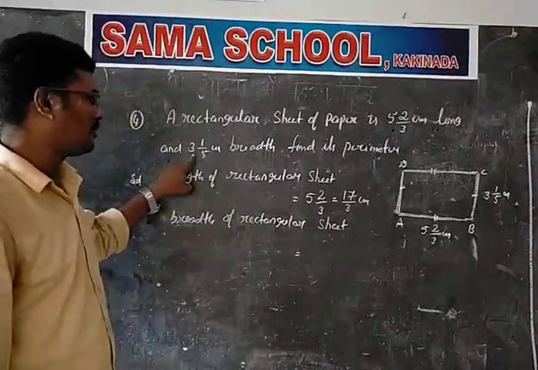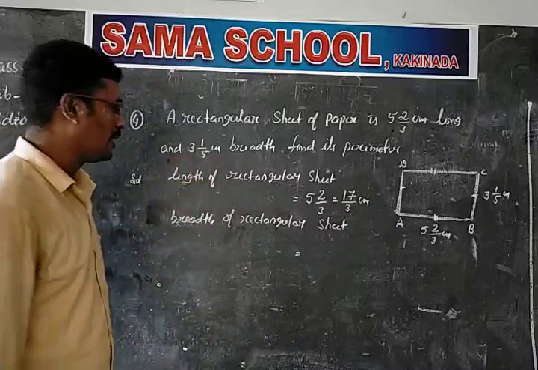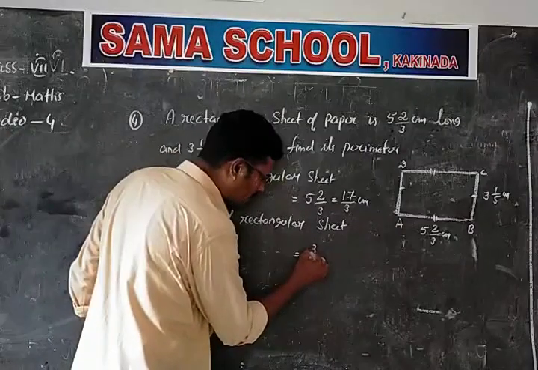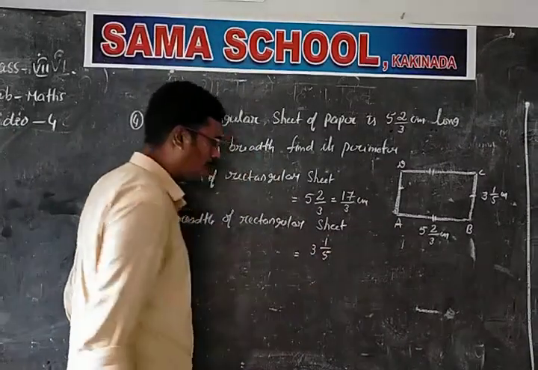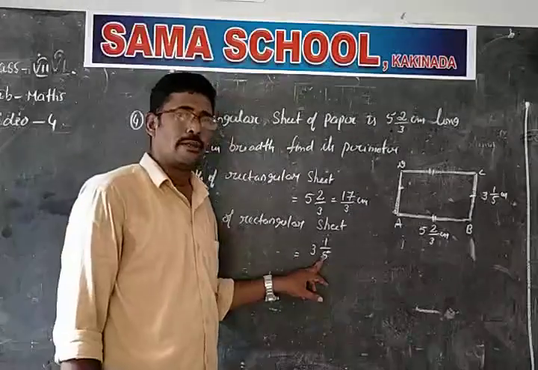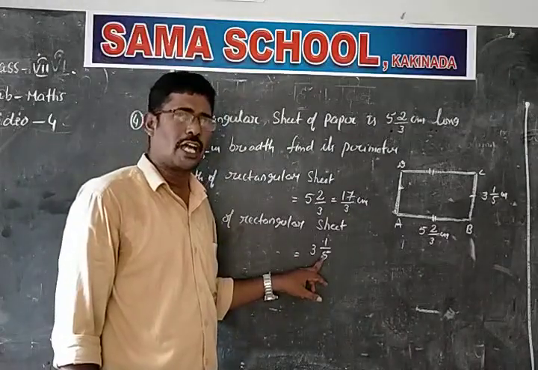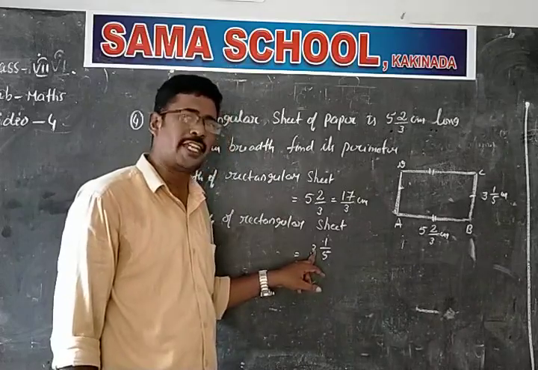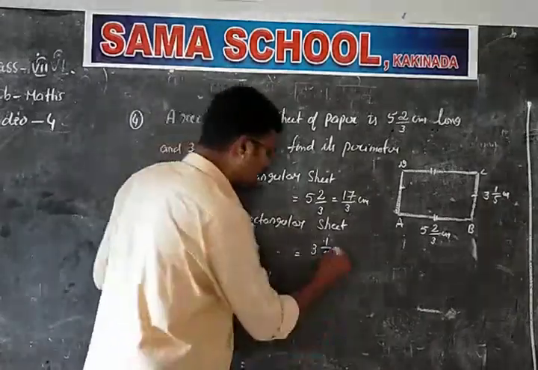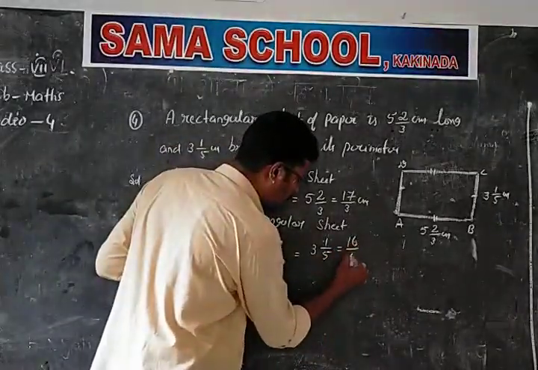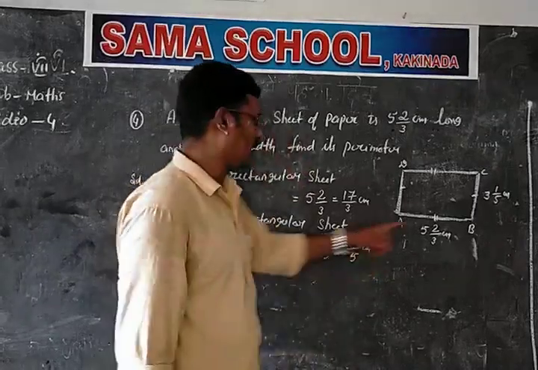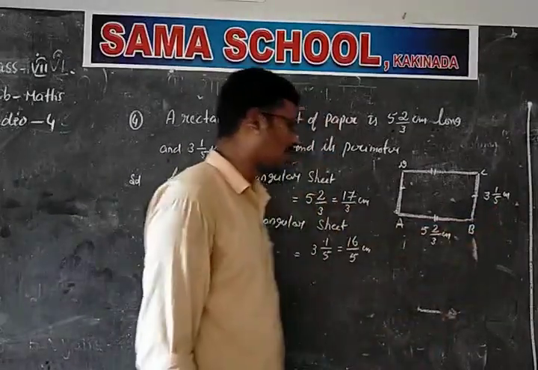Given, what is the breadth? Only 3 1/5 is given. 3 1/5 is a mixed fraction. Now we convert it to an improper fraction. 5 times 3 is 15, 15 plus 1 is 16. The breadth is 16/5 centimeters.